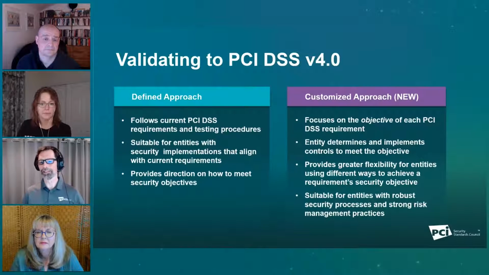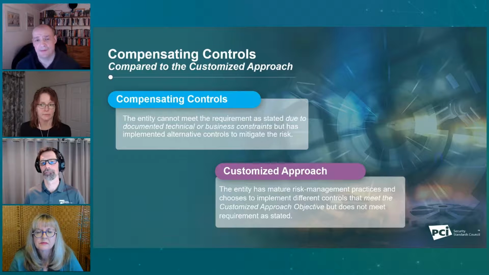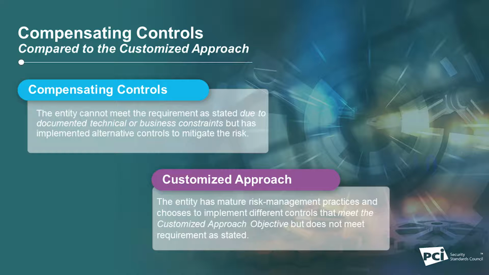So hearing you explain that, the new customized approach does sound a lot like our already existing compensating controls. Can you clarify the differences between compensating controls and the new customized approach? Yes, so many people will already be familiar with compensating controls, and they are still an option for those who are using the defined approach. And just as a quick recap, compensating controls are for entities that cannot meet a requirement due to a business or technical constraint, and where the organization has implemented an alternative control that mitigates the same risk.